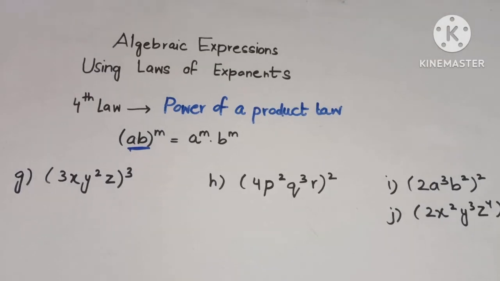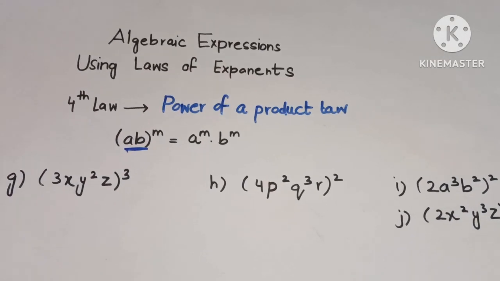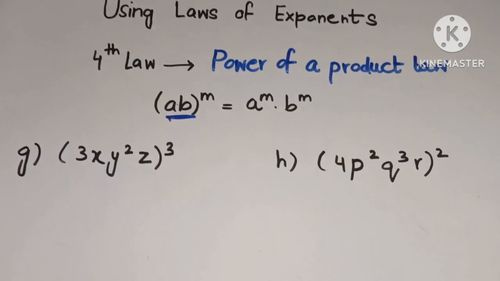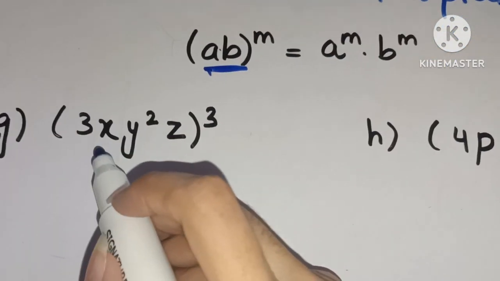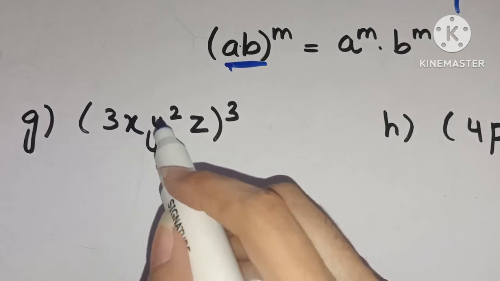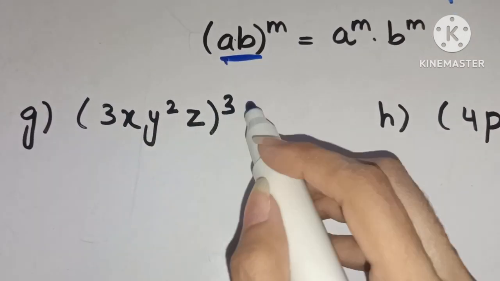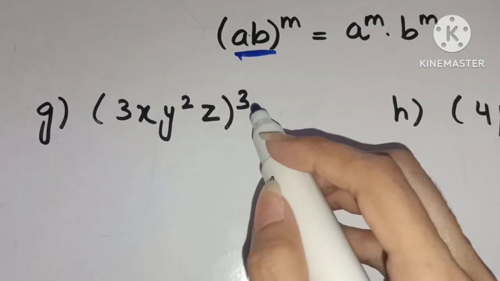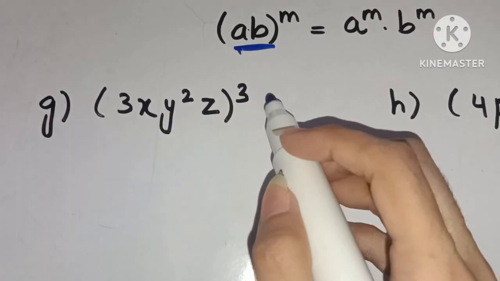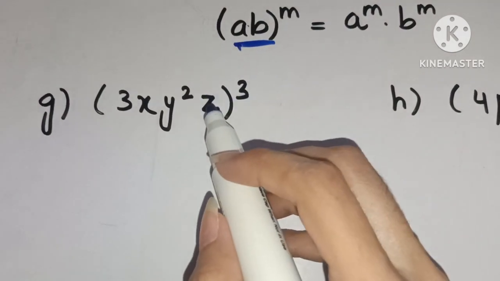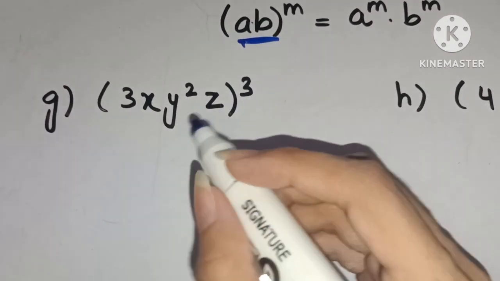Now here we have some more questions which are of hard difficulty level. So these are the hardest questions. This 3, x, y square and z are multiplied with each other, which means it is a product, and it has a whole power of cube on it. So 3 has a power of 3, x has a power of 3, y square has a power of 3, z has a power of 3.